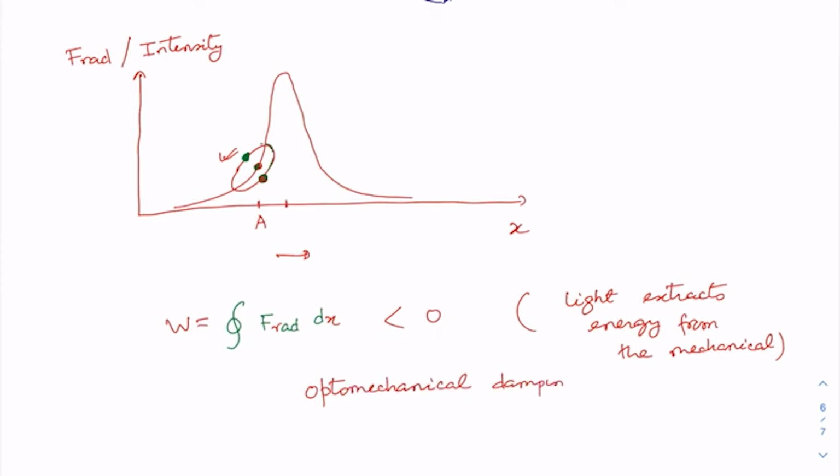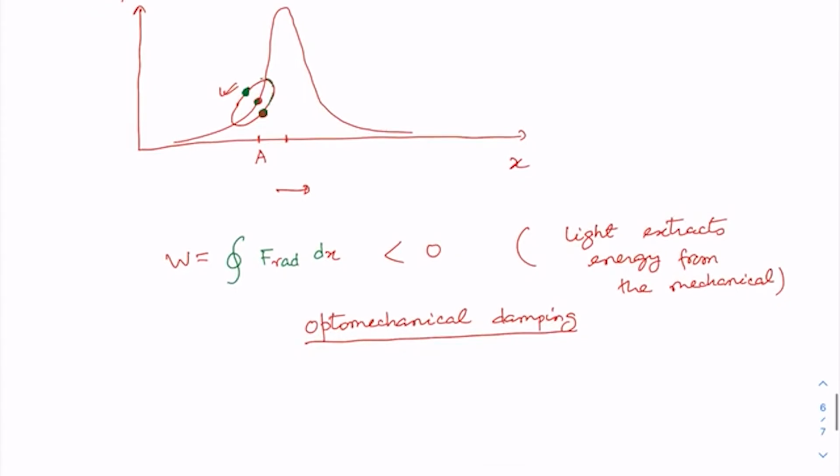damping. By the way, this kind of calculations were done by the Russian physicist Braginsky and his co-workers way back in 1970. This kind of analysis was done, and this phenomenon is also called, as I said, optomechanical damping.